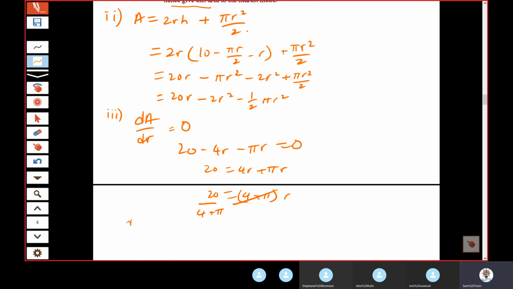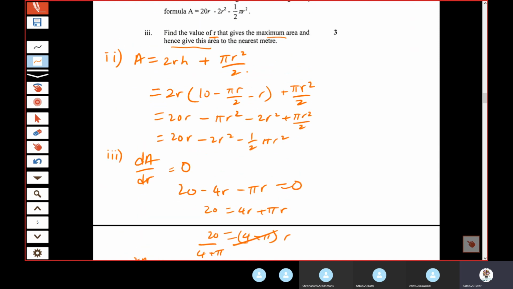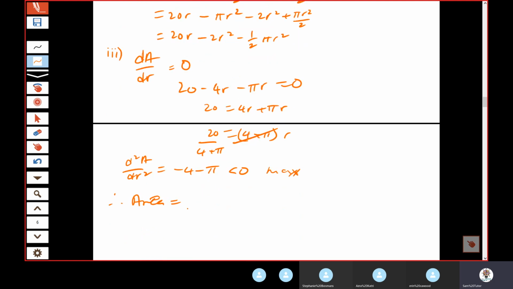Second derivative is negative 4 negative pi, which is less than 0, which is a max. And then obviously the last bit is area equals, they say find exact area, and let's give this area to the nearest meters squared. So you're just going to find area by substituting it back in. Sub back. I'm sure we can all do that.